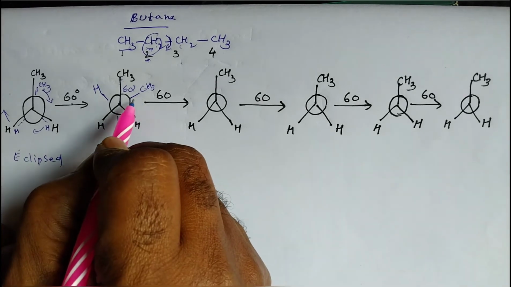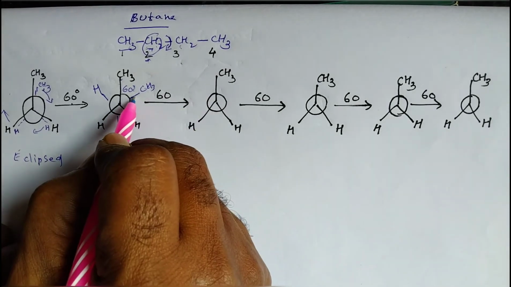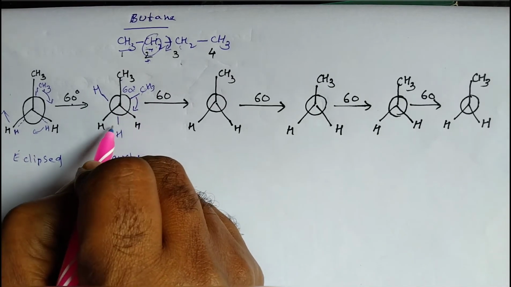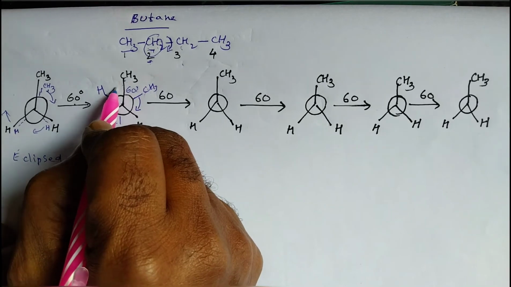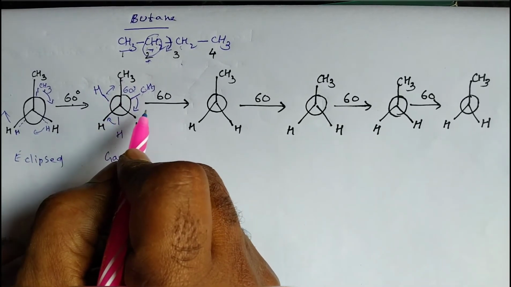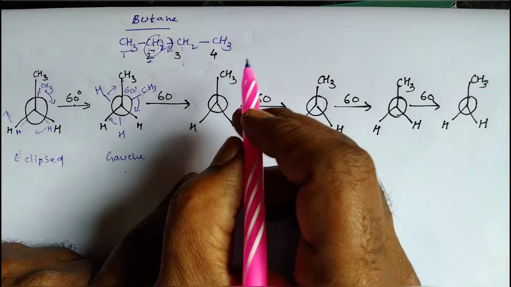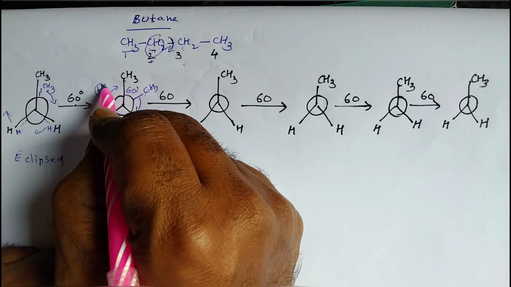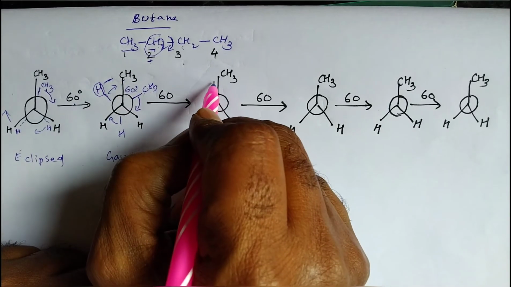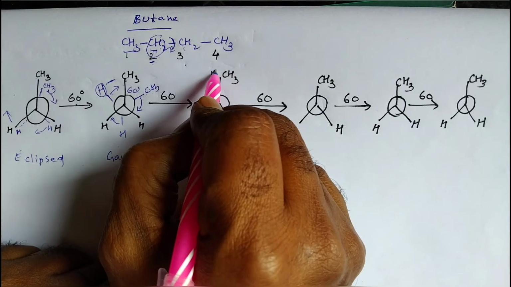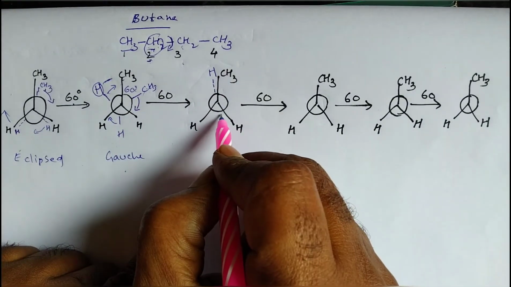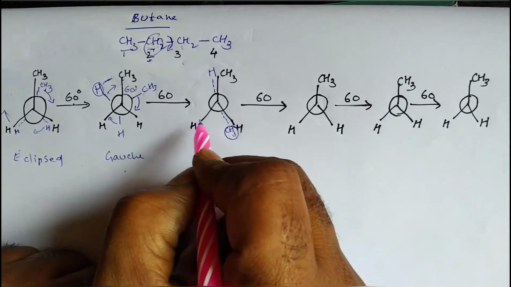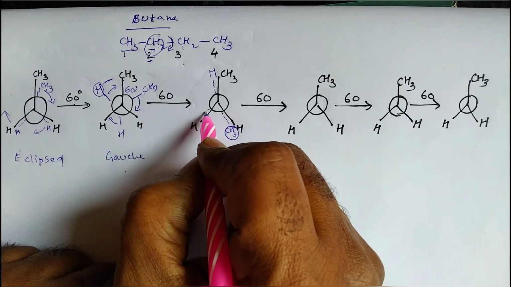Next, again I will rotate the back carbon another 60 degrees. If I rotate 60 degrees, this methyl group will come here, this hydrogen will go there, and this hydrogen atom will come here. This hydrogen will come exactly back of this methyl group, this methyl group will come back of this hydrogen, and this hydrogen will come back of this hydrogen atom.